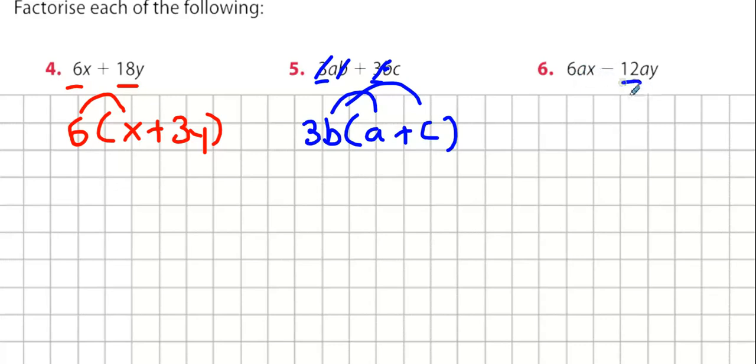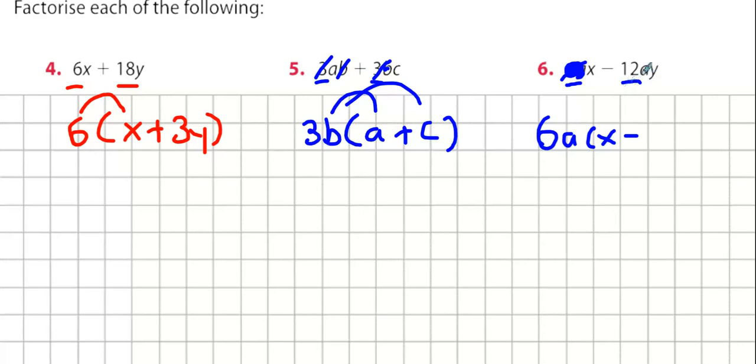What number can you take out from 12 and 6? Does the small number divide into the big number? Does 6 divide into 12? So take out 6. What letter did they have in common? a. What's left of the first part then? If I take 6a out, what's left? Yeah, x is left. Still a minus.